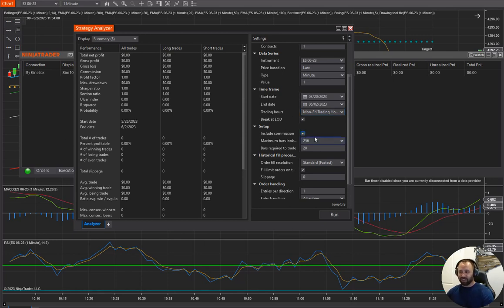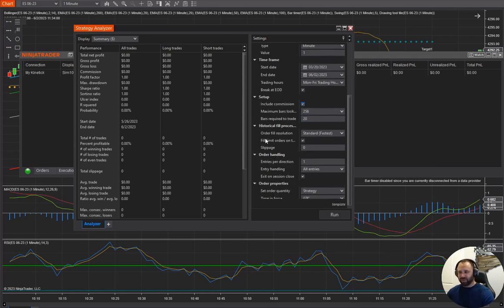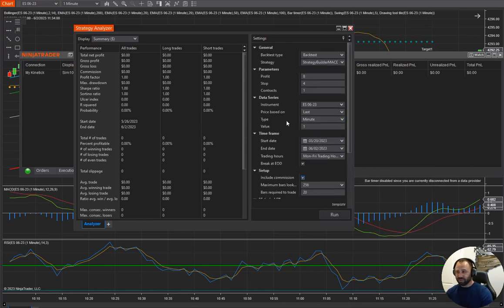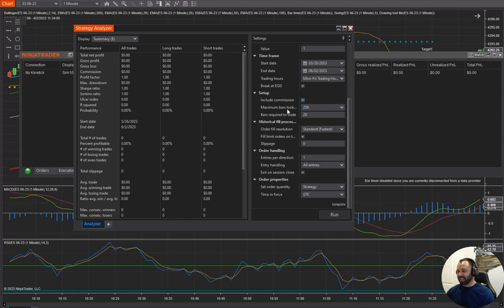So we're going to check include commissions, and we're going to leave the maximum bars to look back at 256, bars required to trade 20. We went over this in part 1. Nothing changes there. Fill limit orders on touch, we're going to leave that checked. I want that checked because I want the strategy to attempt to fill that order the second that it touches that tick that I'm looking for. So in this case, I think our profit target is, what did we set it at? 8 ticks. So the second that it hits 8 ticks, I want it to attempt to fill that. I don't want it to wait until 9 ticks to say, okay, now I'll fill it. So we're going to fill the orders on touch.